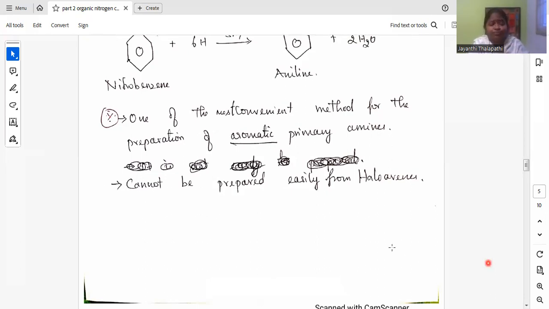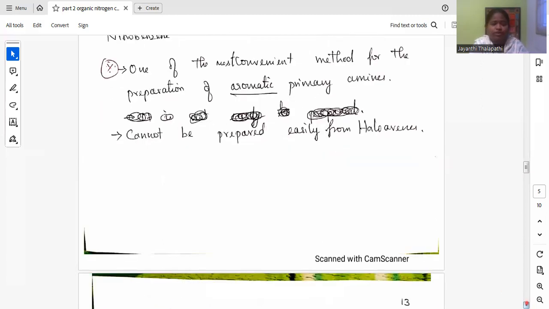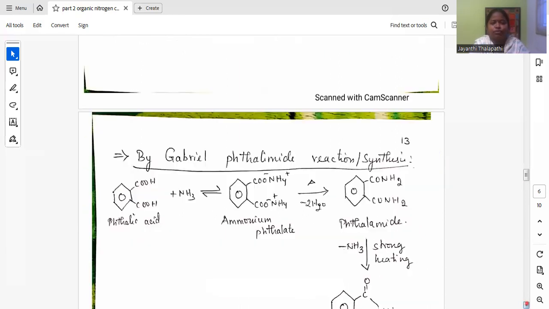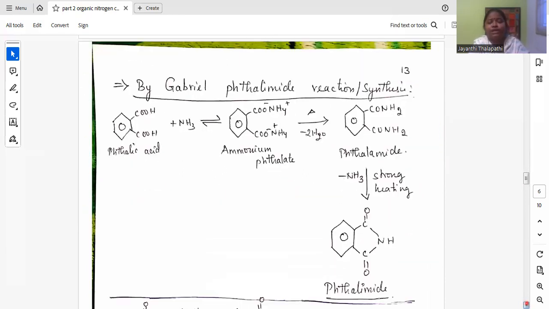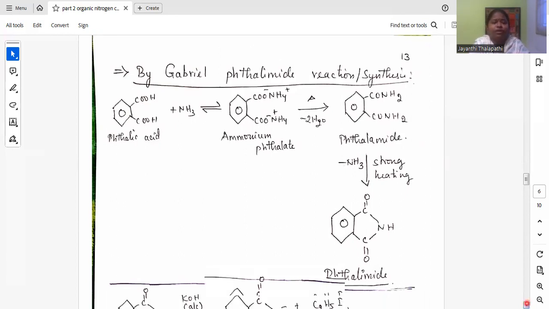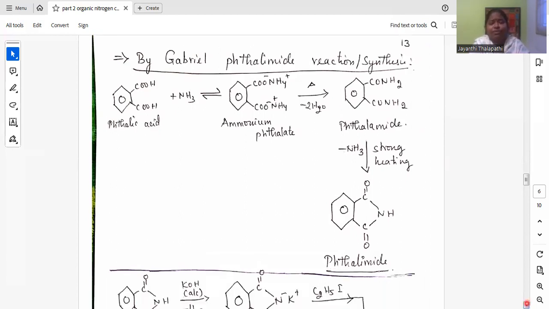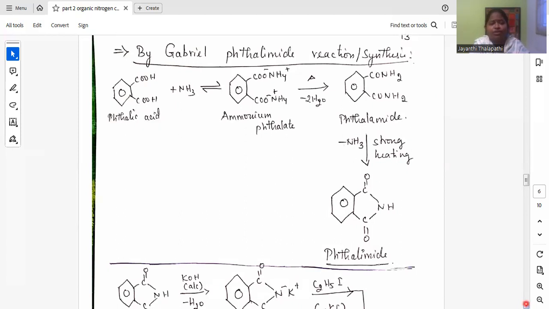Okay, so that is one of the most convenient methods to prepare aromatic primary amines, right? Next, nitroalkanes, I mean, alkyl amines by the Gabriel phthalimide reaction. The Gabriel phthalimide reaction is a very important naming reaction.